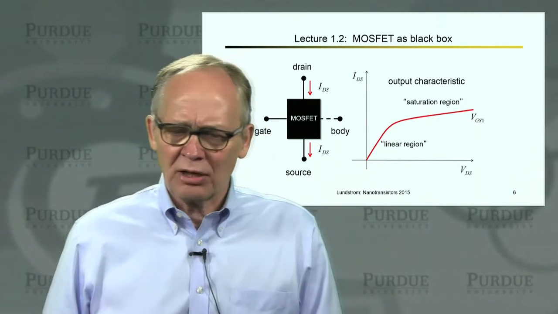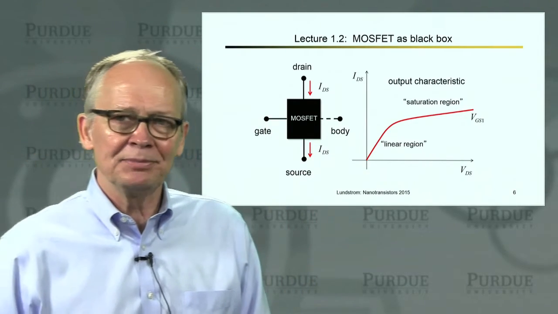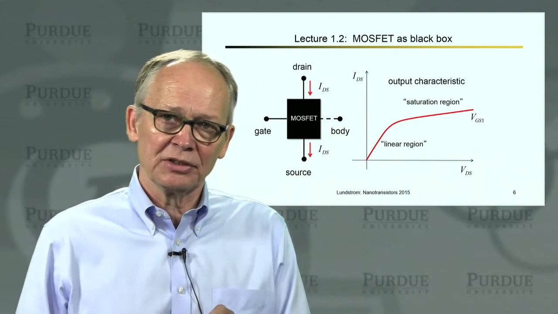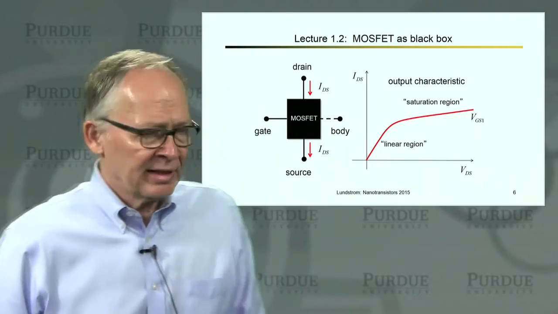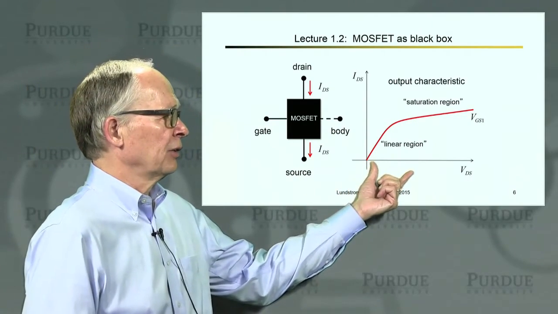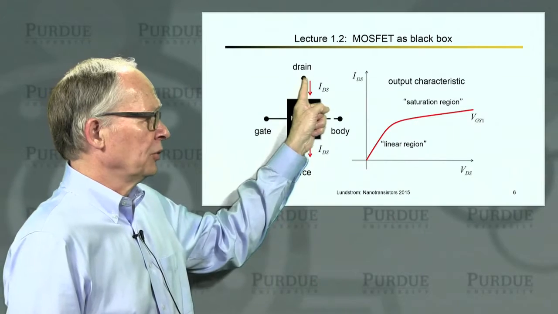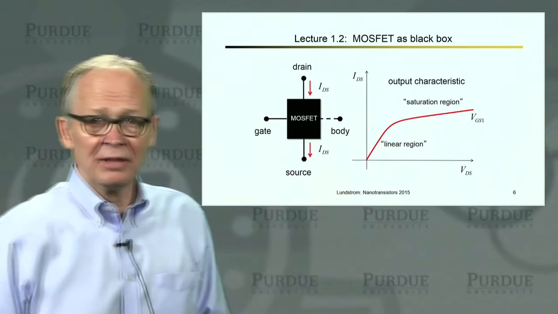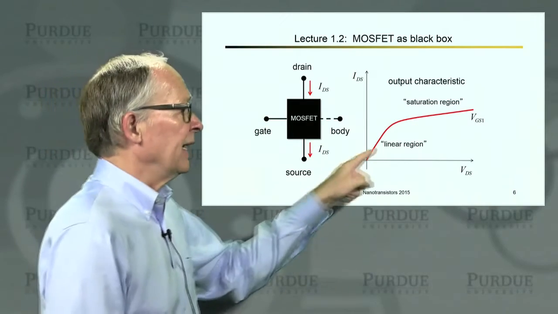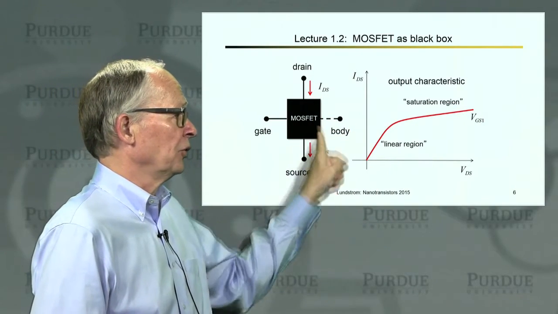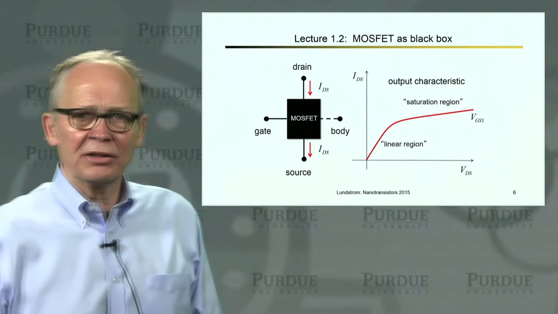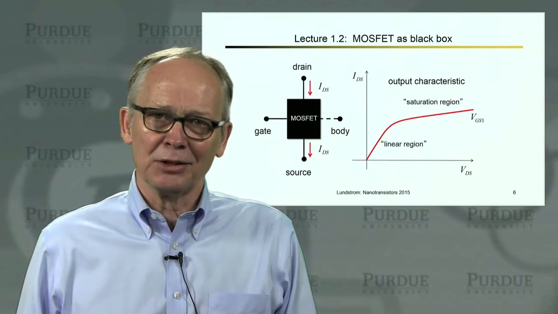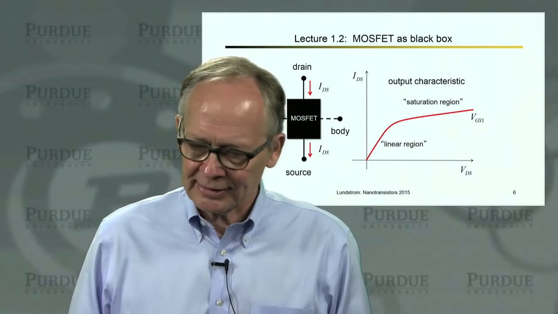In lecture 2, we talked about the MOSFET as a black box. So here our goal was to understand, if we go in and apply voltages to these terminals, what currents flow. And we saw that the typical output characteristic looks like this. A small voltage between the drain and the source gives us a linear characteristic. The device looks like a resistor. A large voltage between the drain and the source gives us a saturation characteristic. The device looks like a current source, but not an ideal one, a current source with some output resistance.